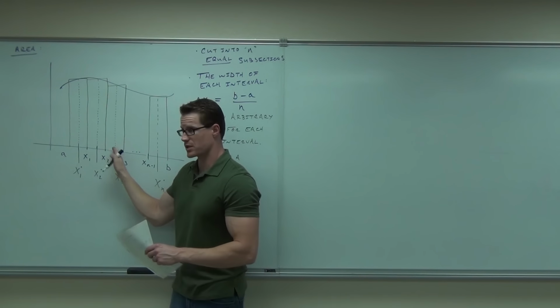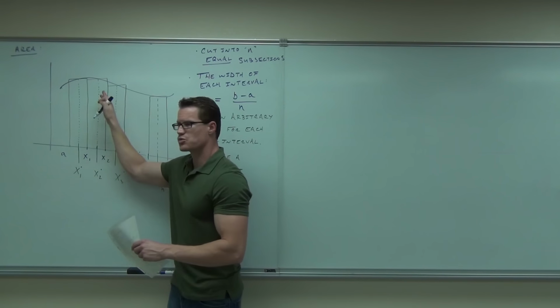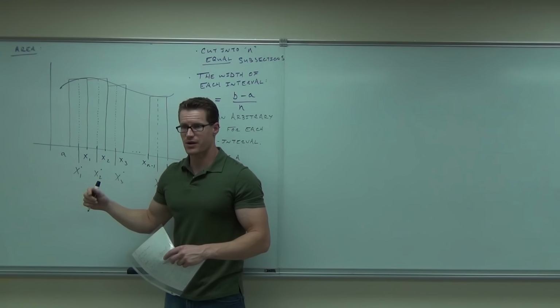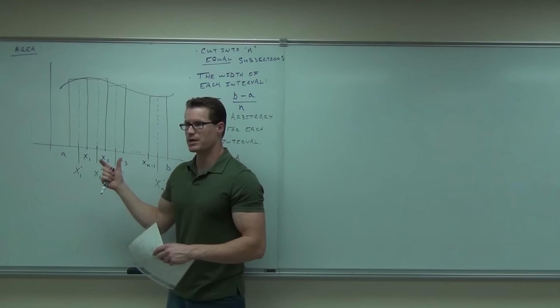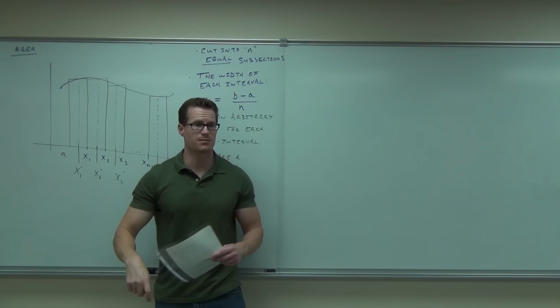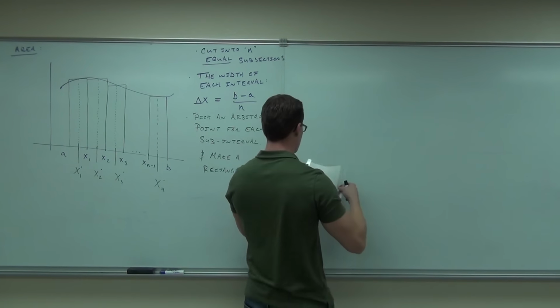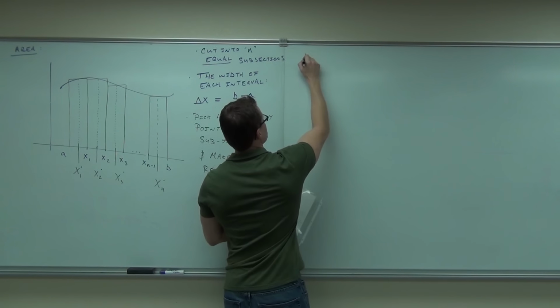Cutting this into equal subsections. Find the height of each one at an arbitrary point, then define the area. We'll just add up the rectangles. It will be an approximation for right now. I'll show you how to make it better later. Here's each rectangle. So the height of each rectangle.